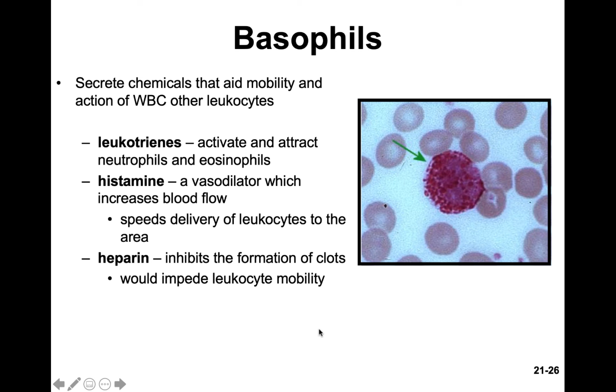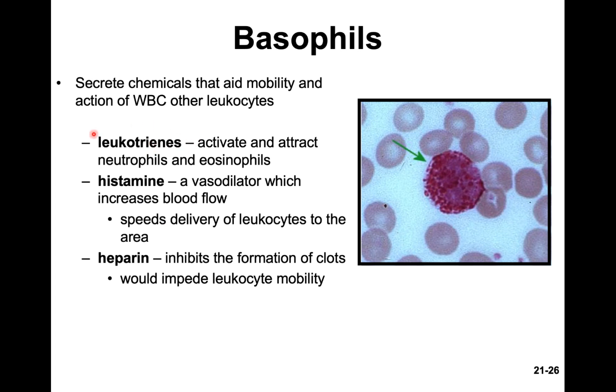The third leukocyte that's found in your blood is called a basophil. Now, unlike neutrophils and eosinophils, basophils do not do phagocytosis. They do not attack any pathogens themselves. But these guys act more as messenger cells. When a basophil comes into contact with a potential bacteria, it secretes 3 chemicals. The job of these 3 chemicals really is to help generate an immune response.